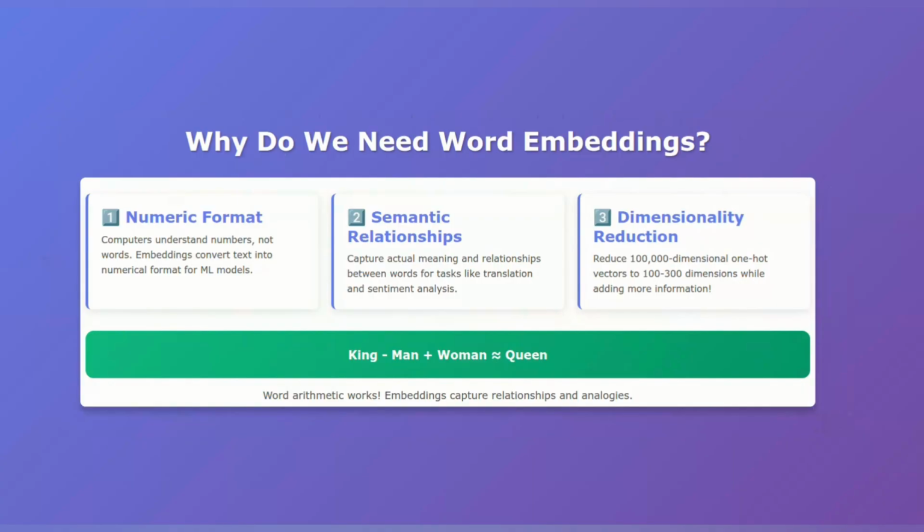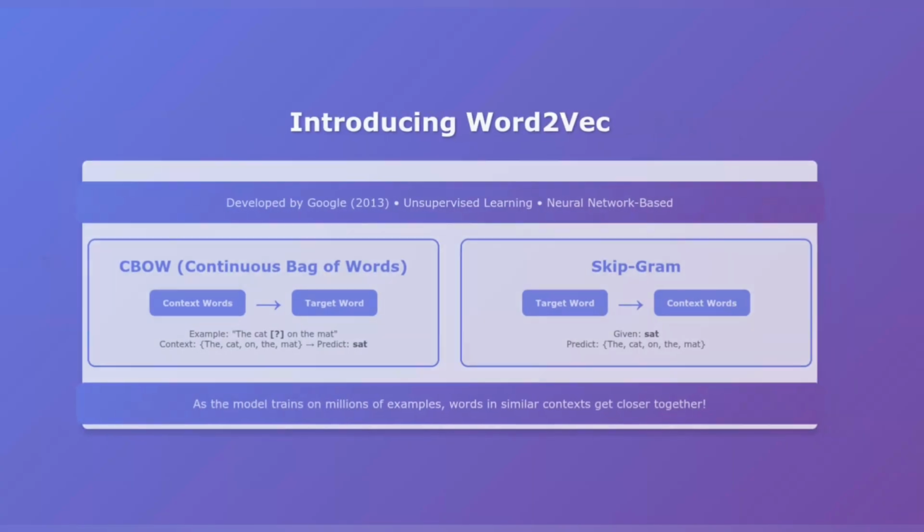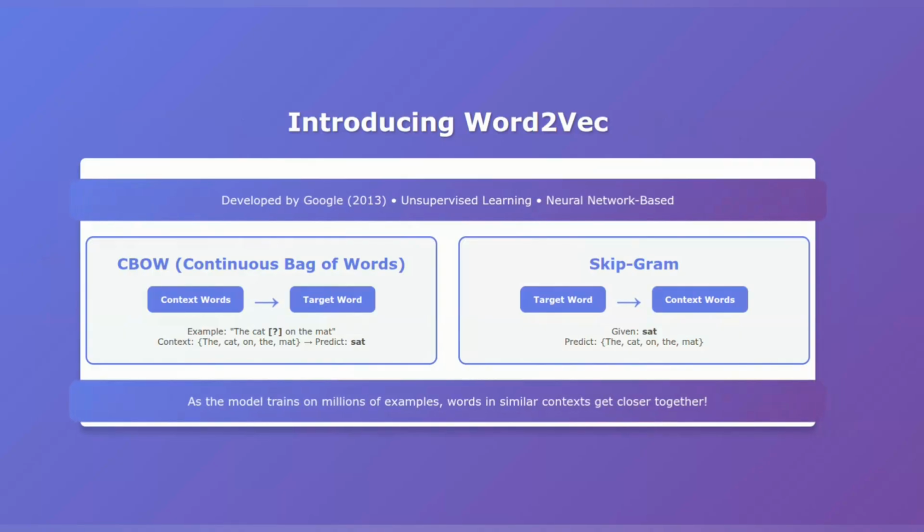But here's where it gets really cool. Check out this famous example. King minus man plus woman approximately equals queen. This is real. With word embeddings, you can actually do arithmetic with words. The vector for king minus the vector for man plus the vector for woman gives you a vector that's closest to queen. This shows that embeddings don't just capture individual word meanings, they capture relationships and analogies. Mind-blowing, right?